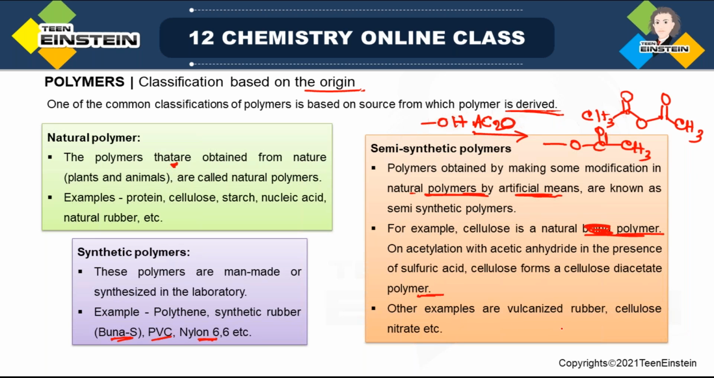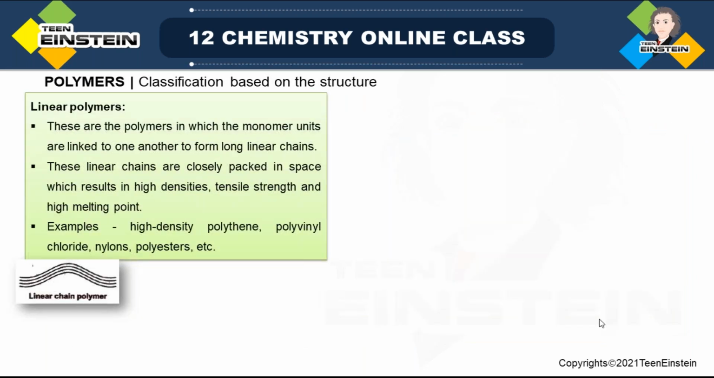Some other examples: cellulose nitrate. So here nitrate group will be inserted. Then vulcanized rubber, which is a modification of the natural rubber. Fine. The second classification, which is based on structure. What type of structure? Branching present or not, network present or not, or is it very simple?